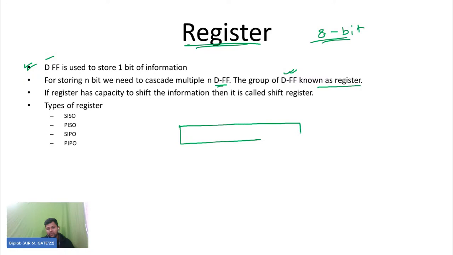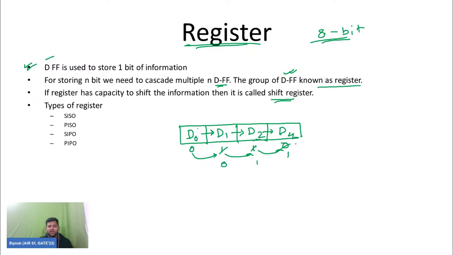What is shifting of value? Let me draw it. Let's say you have 4 D flip-flops, that means a 4-bit register. Let's say the value present is 0, 1, 1, 0. If it can shift the value, D0 will go here, this one will go here, this one will go here. So this will become 1, this will become 1, this will become 0. That is nothing but shifting of the output. These registers are called shift registers.